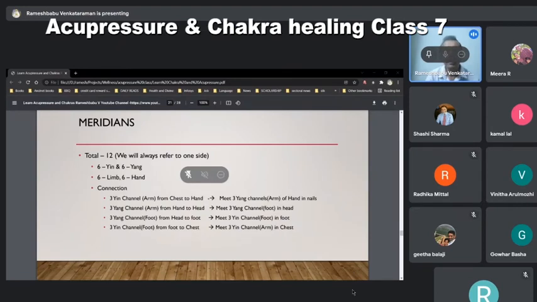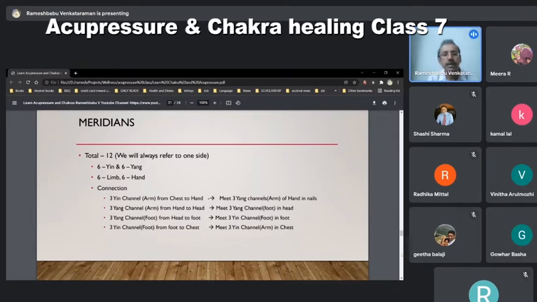Then I think I posted about 2 apps in Google Classroom, out of which one app gives you a complete list of all the organs. So you can refer to that app. If you don't have the app link, please go to Google Classroom and you can take it from there. It talks about all these channels.